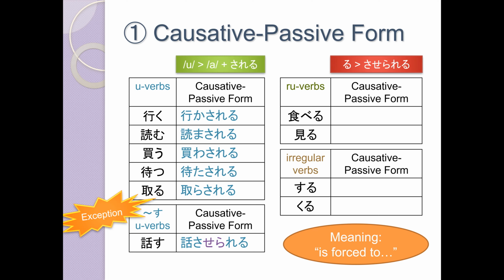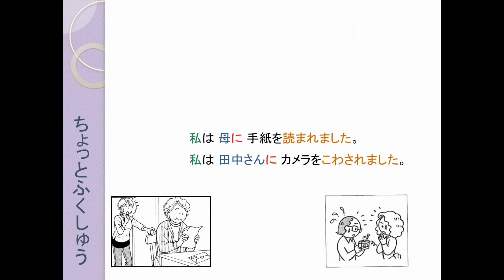So it's a little bit long, but you can say it. So 食べる, we change to 食べさせられる. 見る, we get rid of the do. 見させられる. する, the causative passive, these are the irregulars. する is させられる, and 来る is 来させられる. So this is how we make the causative passive versions of verbs.